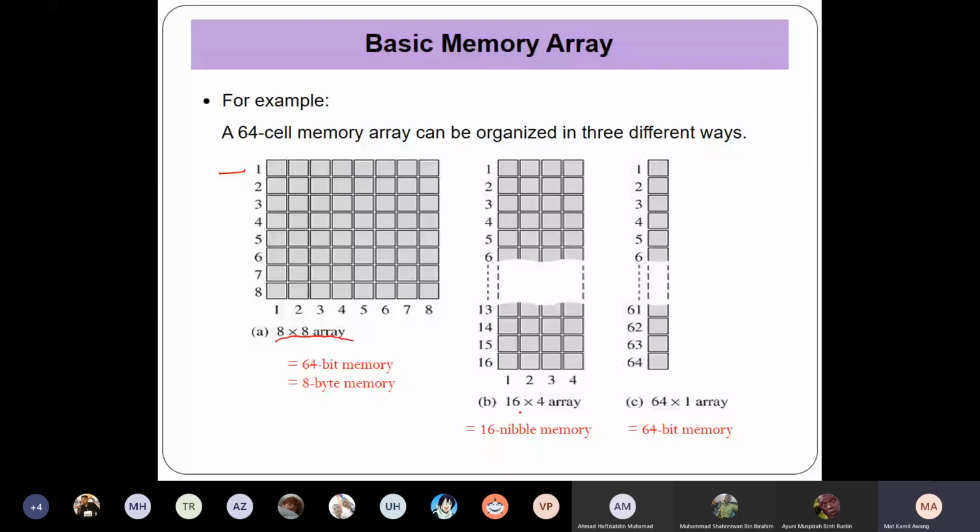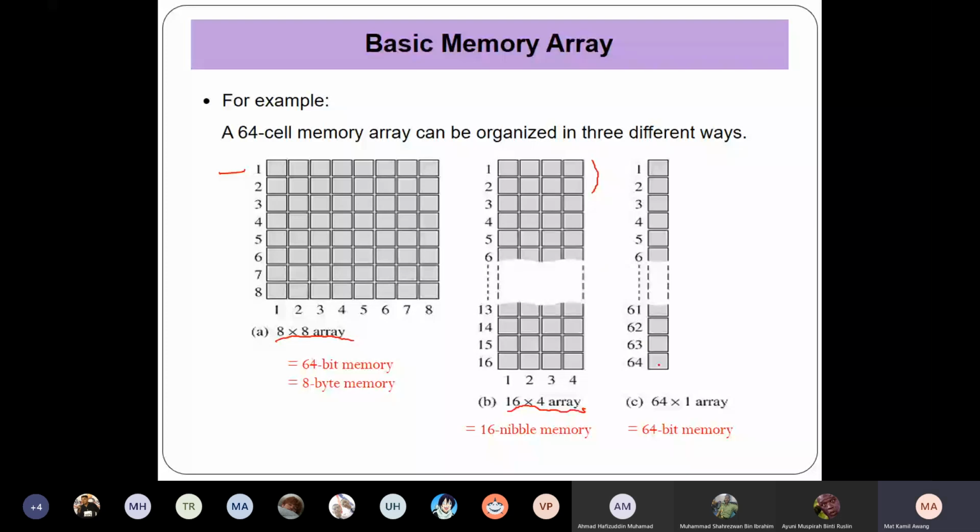If you arrange in 16 by 4 array, it's also a 64 cell memory. This is called a 16 nibble memory, where this 4 bits is a nibble. So this is 1 byte. You have first nibble and second nibble. You can store that way. So you have 16 rows by 4 columns.